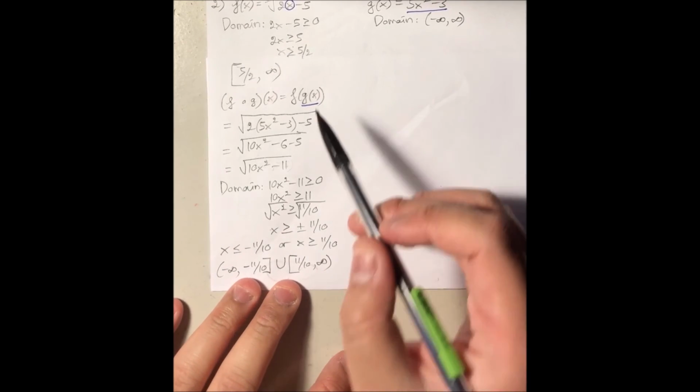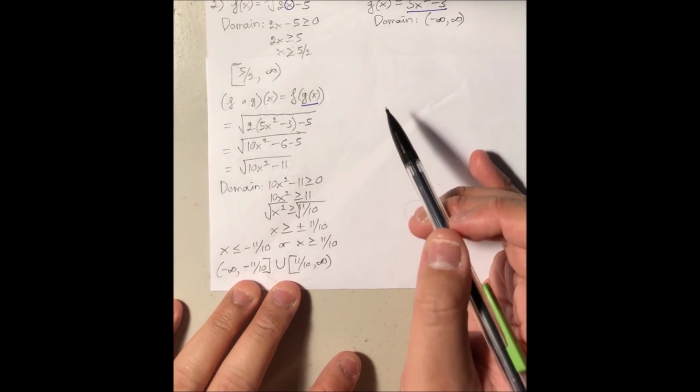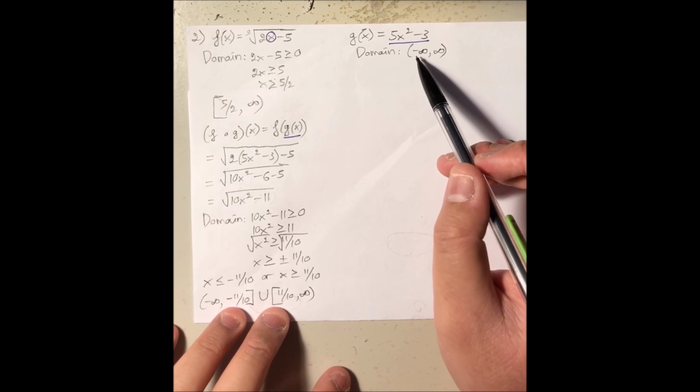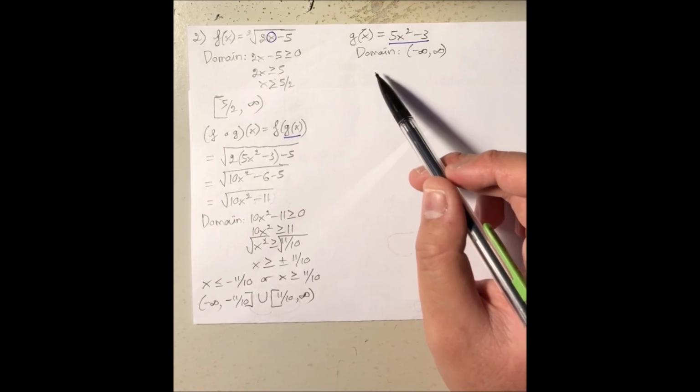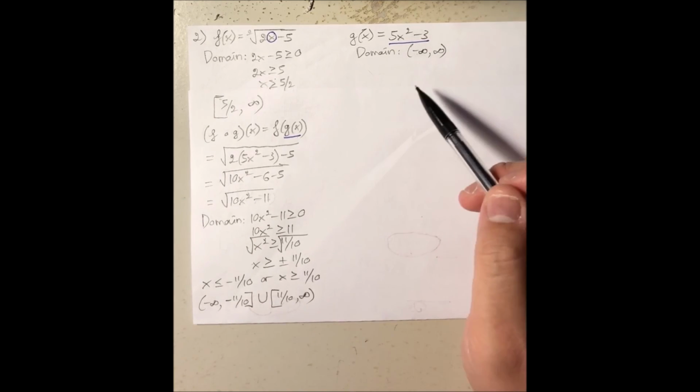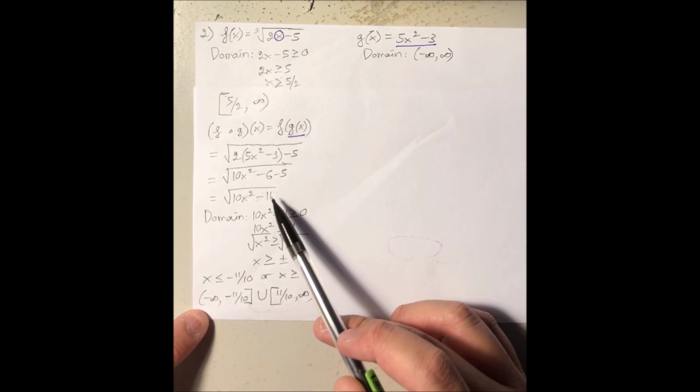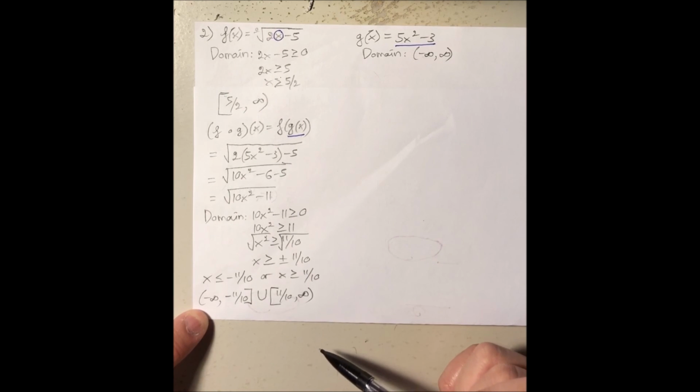Is there any restriction from the inside function g? Well, not at all, because the inside function g is from negative infinity to positive infinity. So we don't have anything like x cannot be equal to some number. Our domain of the result is just going to be this. So we don't have anything like x cannot be equal to whatever.